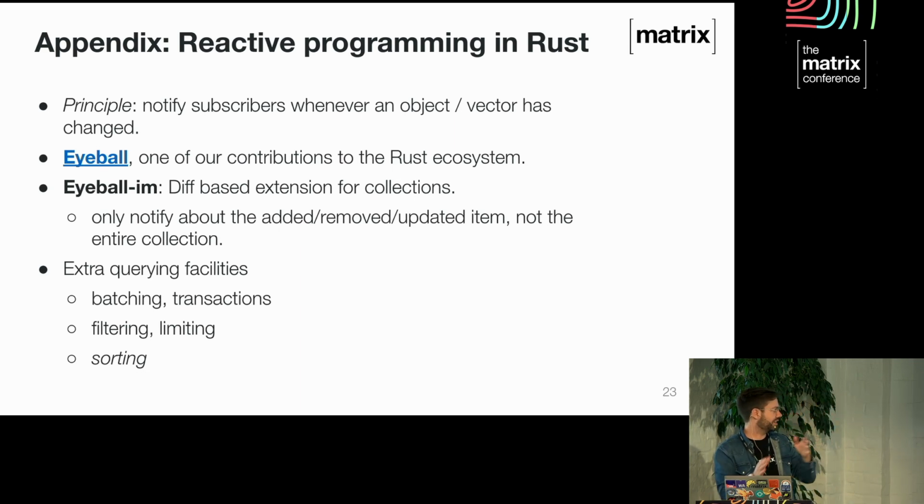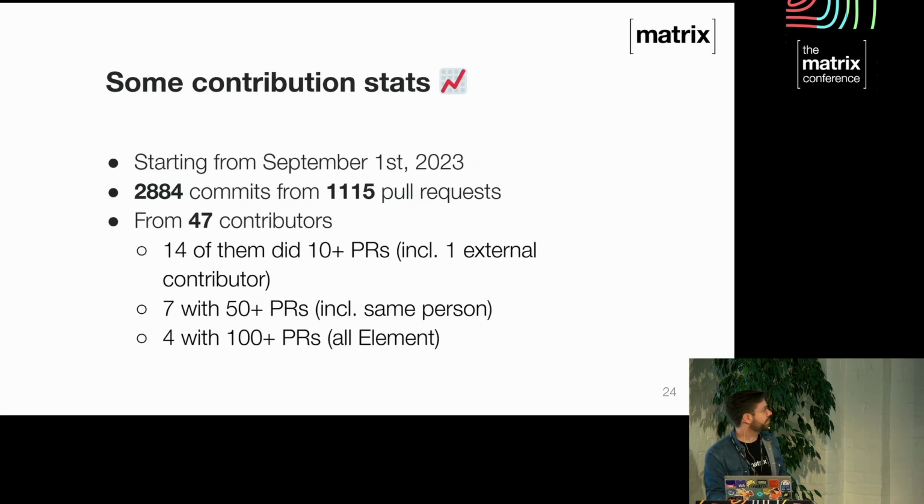Basically, you can batch changes in a single batch. Then we also have transactional updates, so that you can start doing updates, and if anything fails, you cancel the entire update and don't forward the update to the listeners. Also filtering and sorting, which is used actually for the sorting of rooms in the room list. That's done client side.